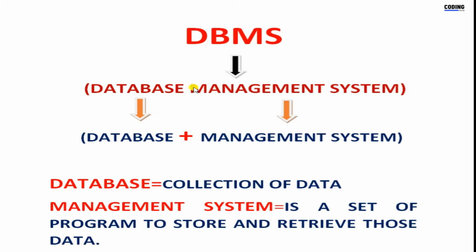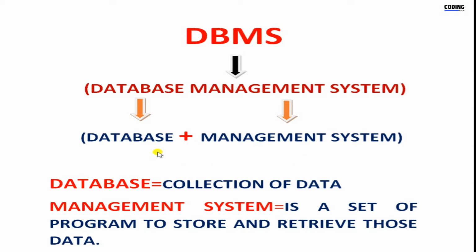DBMS means database management system. D for data, B for base, M for management and S for system. We can break database management system into two parts, database plus management system. First one is the database and second one is the management system. Database means collection of data and management system means it is a set of program to store and retrieve those data. It means database management system is the combination of database plus management system.